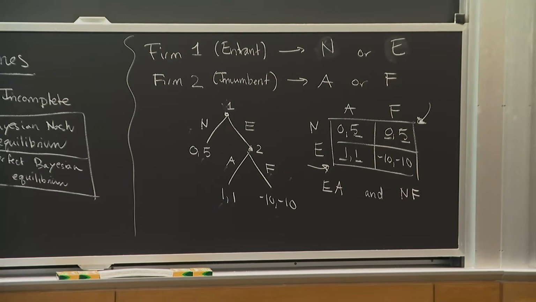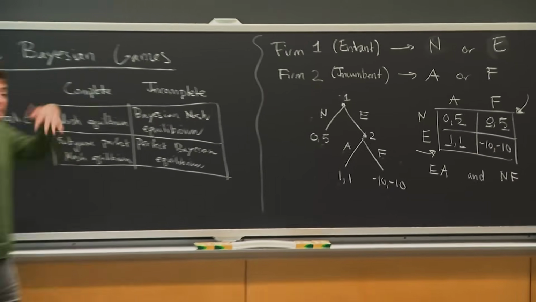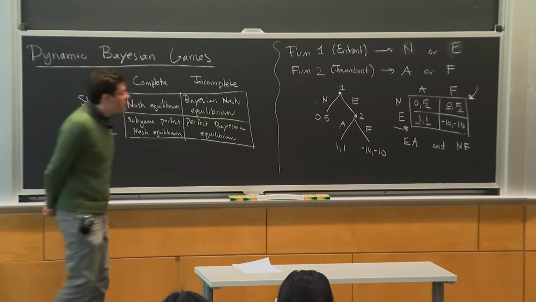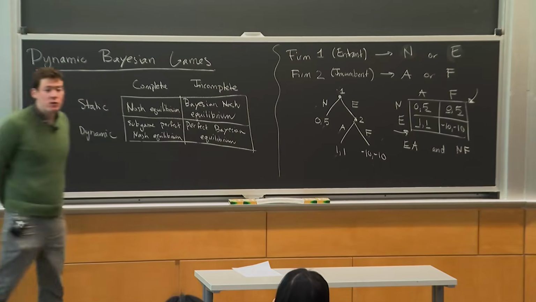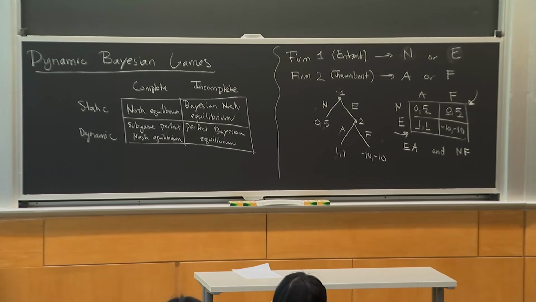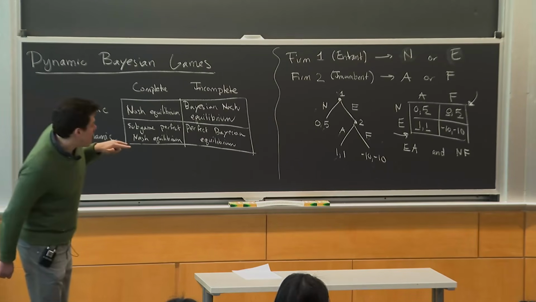Now, both of these are Nash equilibria, but we precisely introduced subgame perfect Nash equilibria as a more demanding solution concept to rule out one of these equilibria. So which of these equilibria is not a subgame perfect Nash equilibrium? Which one does subgame perfection rule out? Yeah. EF, because you can't really. EF, sorry. NF or EA?